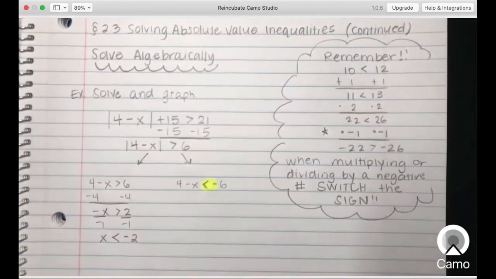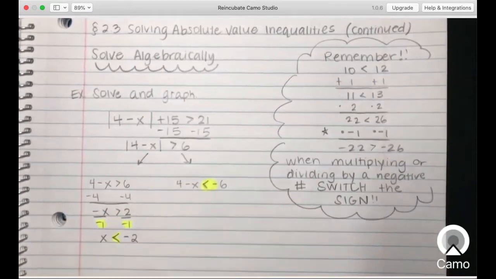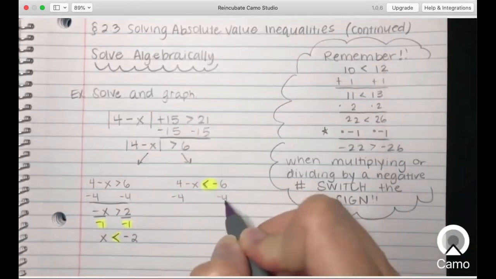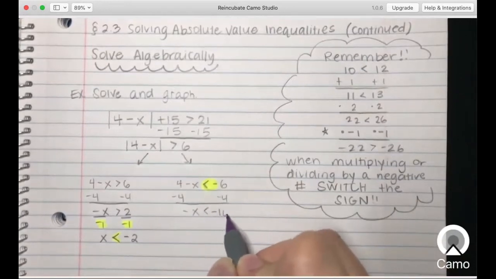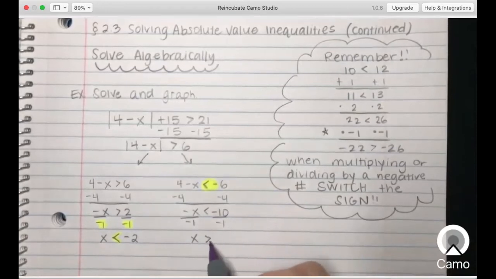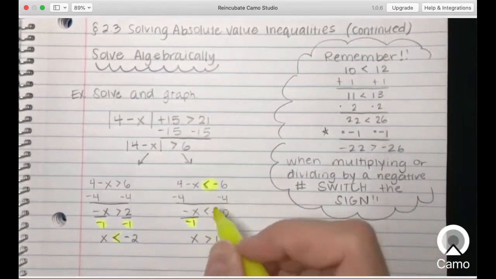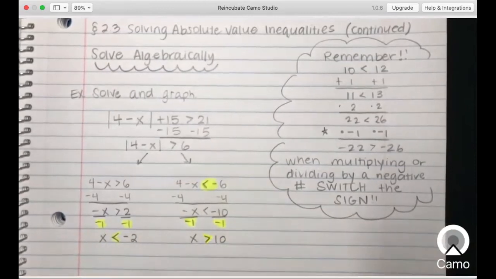So right here, why I switched the sign: we're dividing by a negative, so we have to switch that sign. We'll do the same thing to our second inequality. If negative x is less than negative 10, we have to divide by that negative 1 coefficient, and we are still going to switch the sign. So your sign can switch lots of times. It won't always switch. It just depends on what the inequality is like.